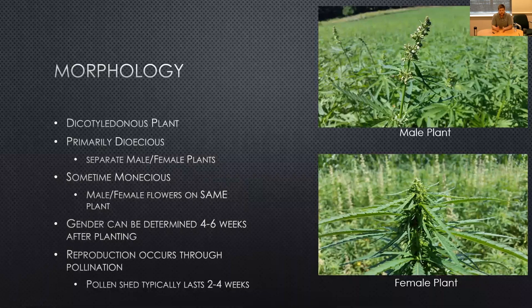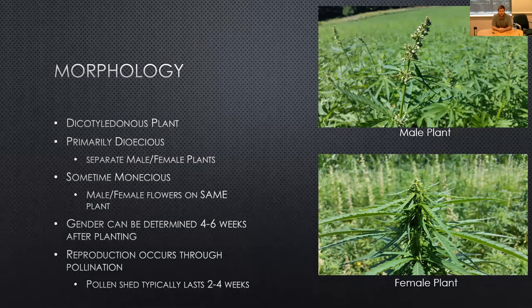So one of the first things I wanted to touch on is what this plant is. This is a dicotyledonous plant, meaning that it has two cotyledon leaves as it comes out of the soil. We could think of this very similarly to soybeans. It is primarily dioecious, meaning that it has two separate plants, one male plant and one female plant. And sometimes this plant can be monoecious, where we have both male and female flowering parts on the same plant. Sometimes this is referred to as hermaphrodites.